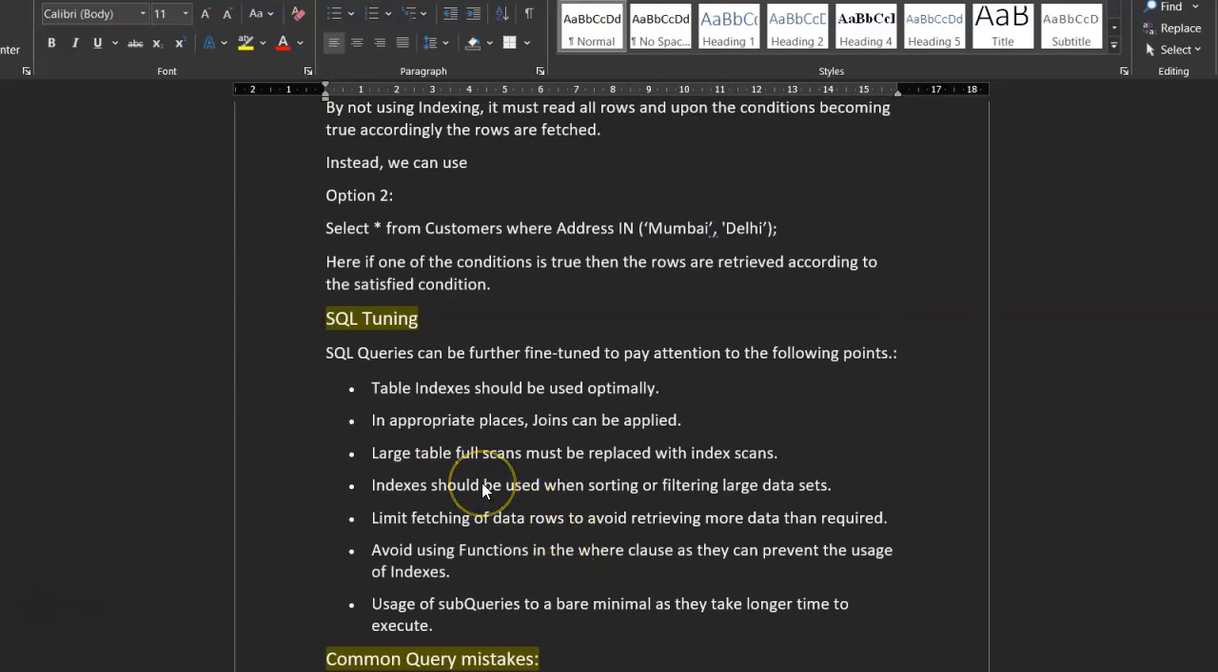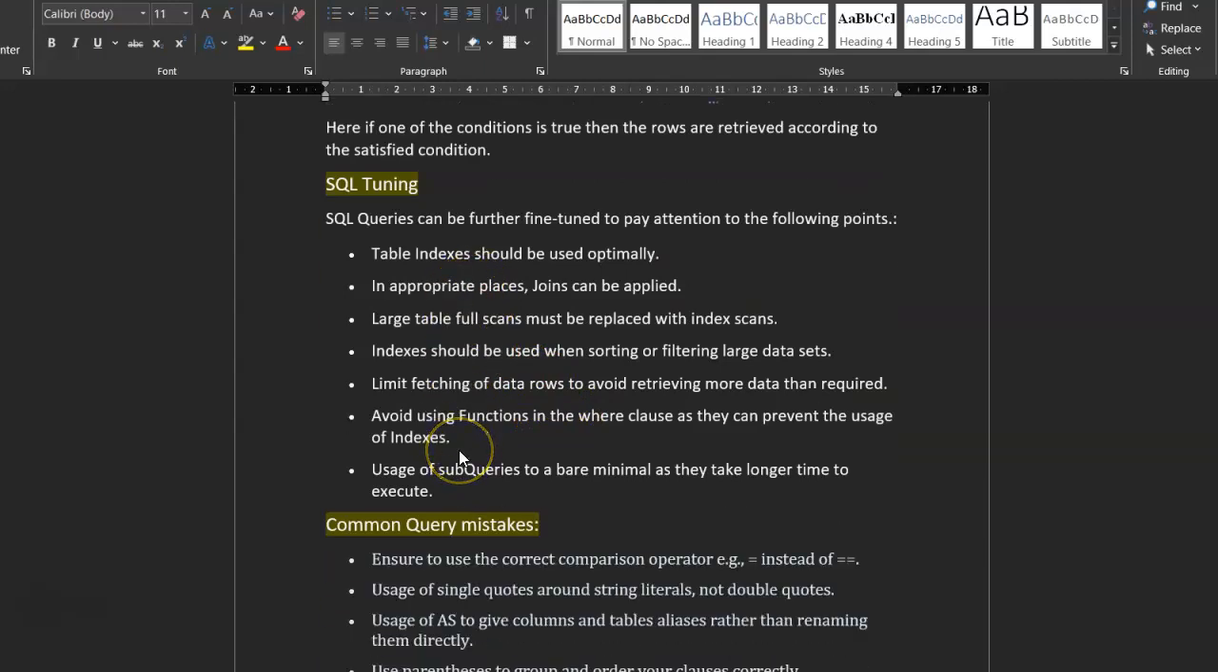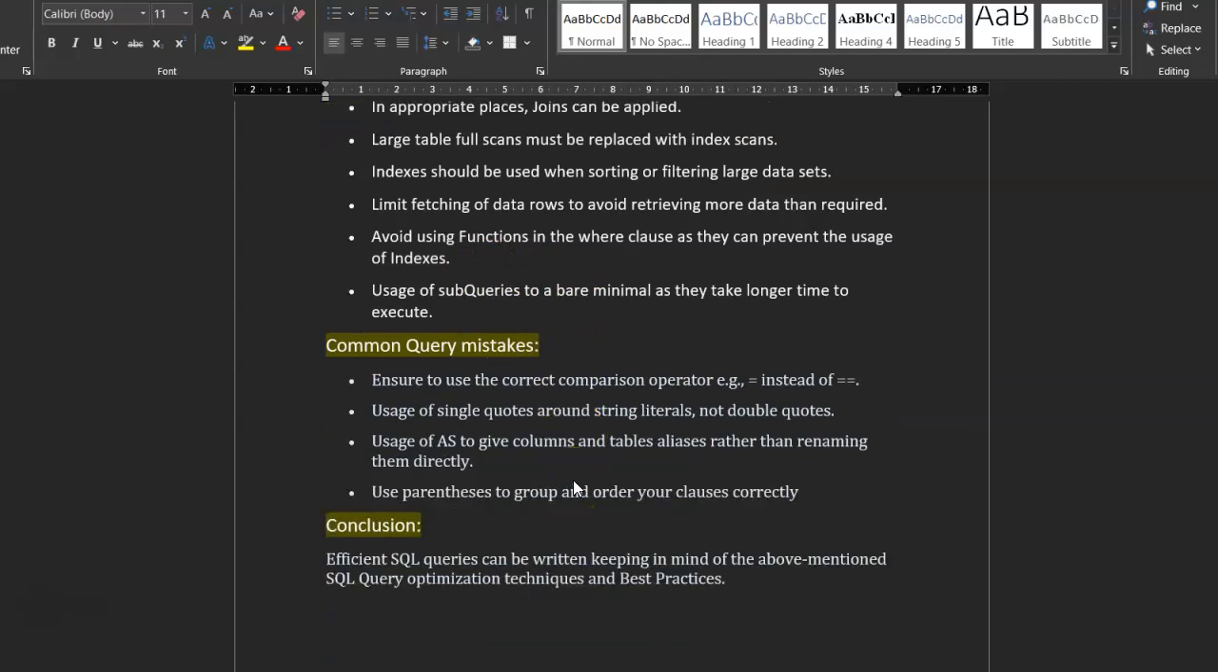And then finally SQL tuning. So we have to be very careful when we are writing the queries. If there is a large table, then we need to place an index, and if we need to fetch rows, then we need to use TOP, ROWNUM, like that. And we have to avoid functions. We have to avoid writing complicated queries, inner queries, and all that. And we also need to avoid the common mistakes.